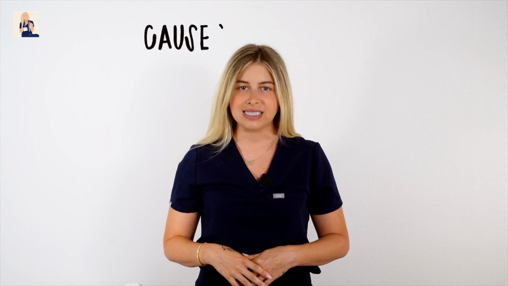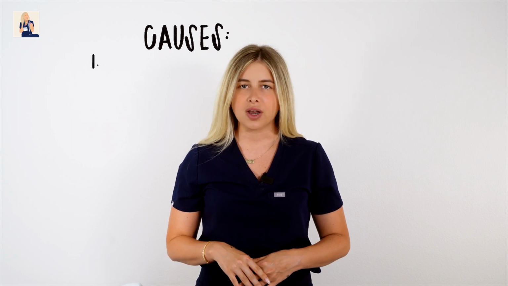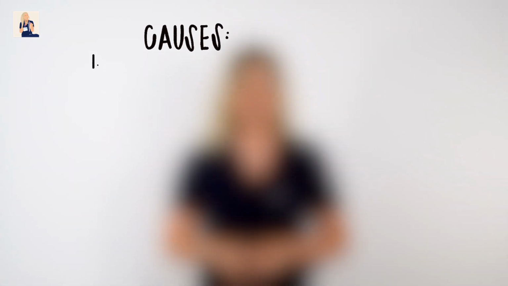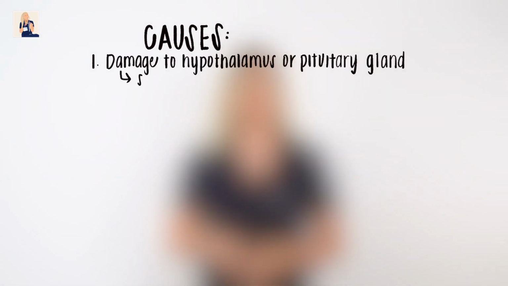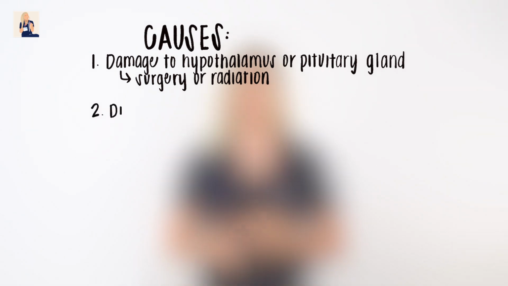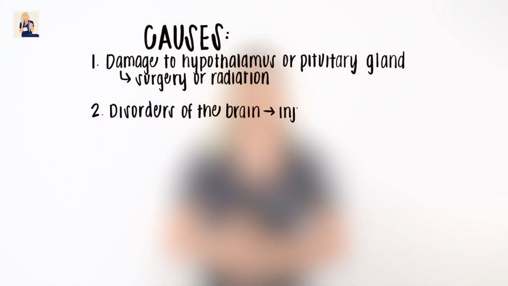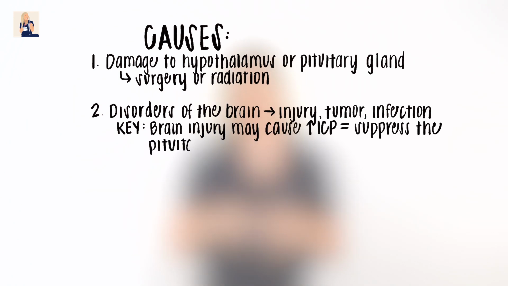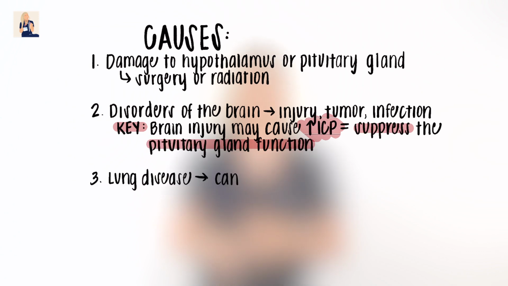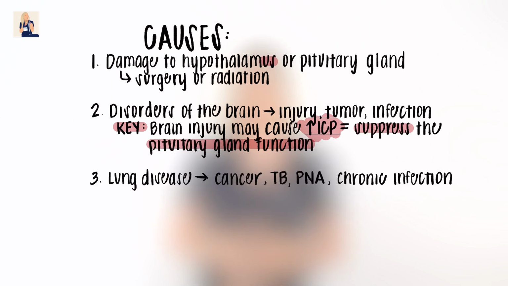Now, why does this happen? Why would someone be diagnosed with DI? Common situations where the body releases not enough ADH include damage to the hypothalamus or pituitary gland during surgery or radiation, disorders of the brain, just like in SIADH. NCLEX tip: brain injury caused by increased intracranial pressure suppresses the pituitary gland function. Other conditions include lung disease, cancer, TB, pneumonia, and chronic infections.